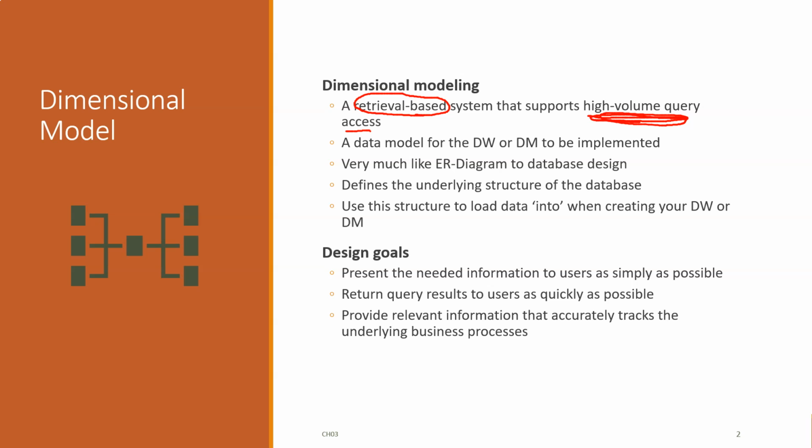By the way, our modeling is going to be a simple entity relationship diagram that's very common in database design. We're going to be able to use this structure to load data into when we start creating our data warehouse, and that'll make some sense in the coming weeks. All right, so what we want to do is present that information that is requested by decision makers, so they can perform queries that will produce results as fast as possible. Right? We want to give them relevant information that is accurate and related to those business processes.